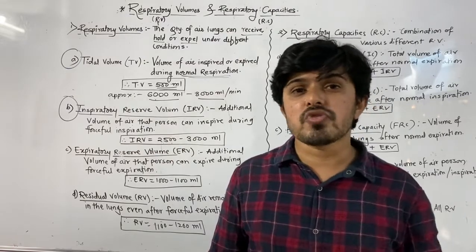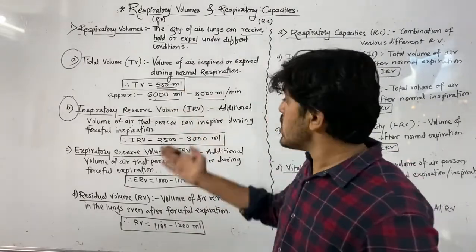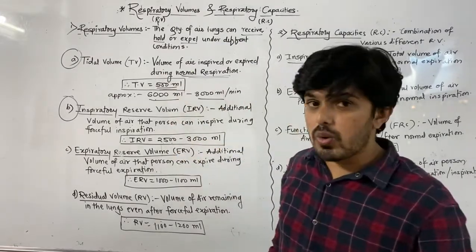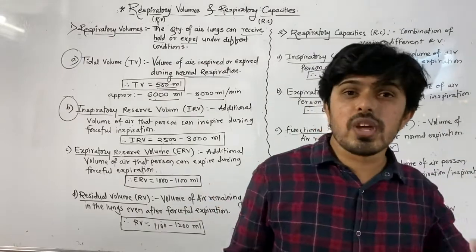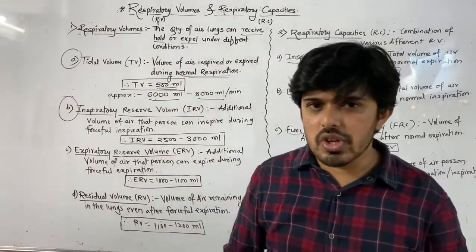Approximately 2.5 liters to 3 liters. You can see our normal tidal volume was 500 ml. Inspiratory reserve volume is 5 to 6 times greater than the tidal volume. This term you have to remember, 5 to 6 times greater than the tidal volume. This type of statement can come in NET examination.